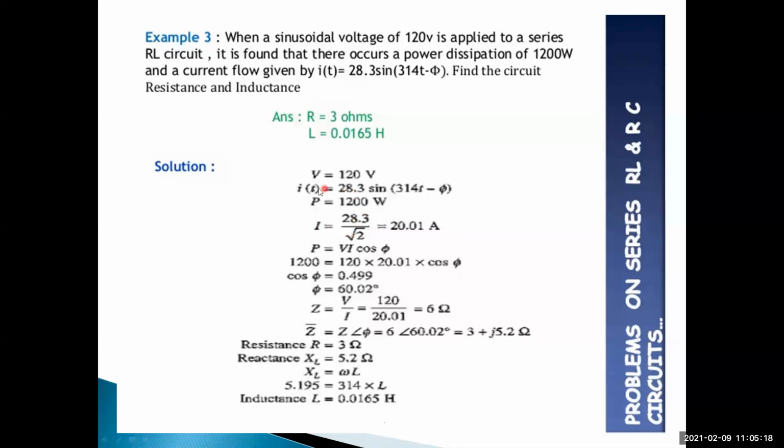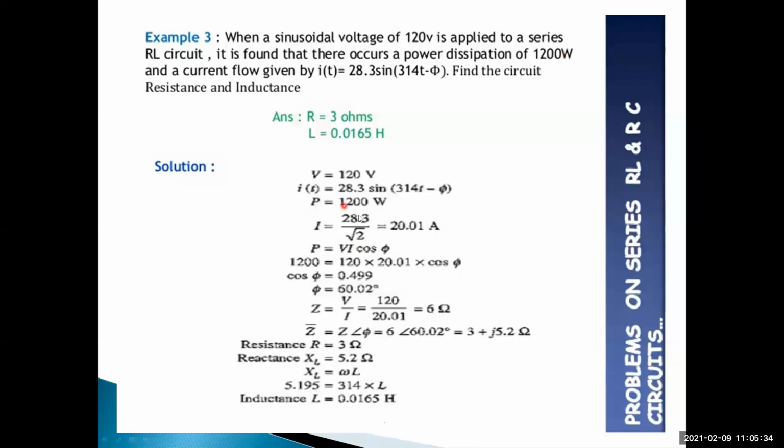So this is called Im. I of t is equal to Im sin(omega t minus phi). Im by root 2 is called IRMS. So we'll get 20.01 amps. Then power is equal to VRMS into IRMS into cos phi. So power is nothing but here 1200 watts.